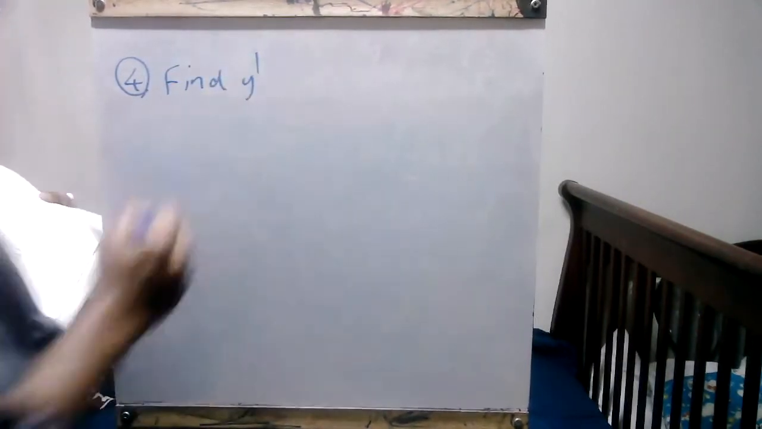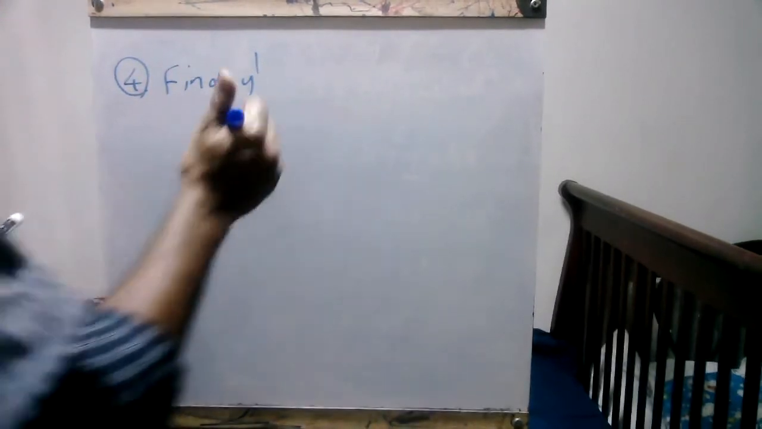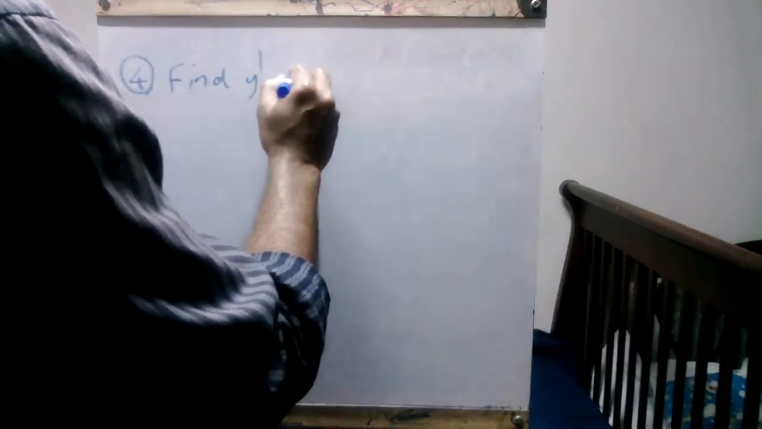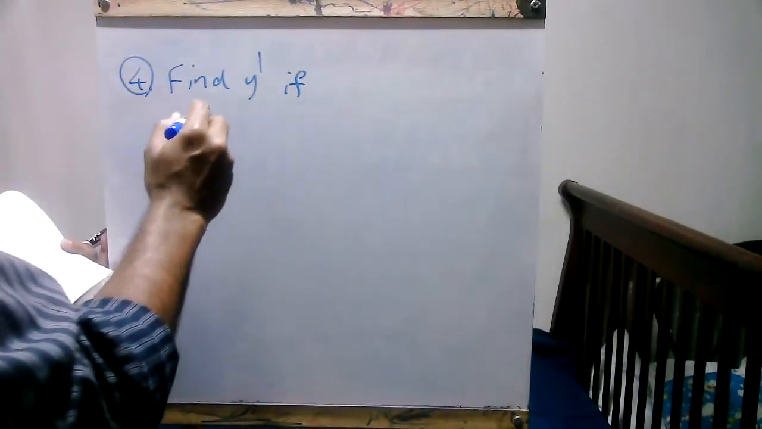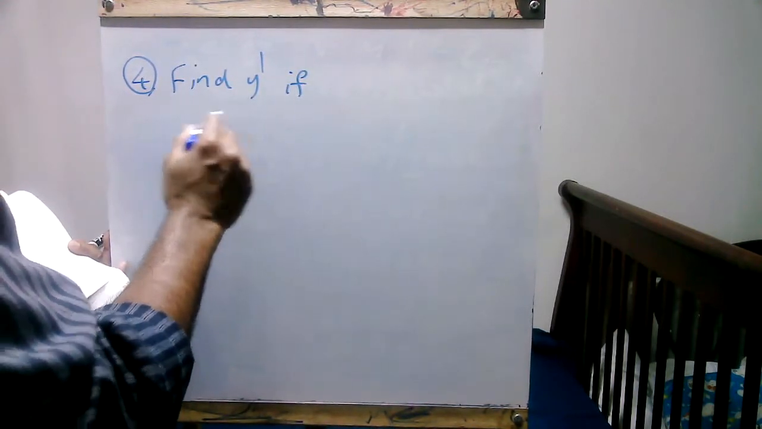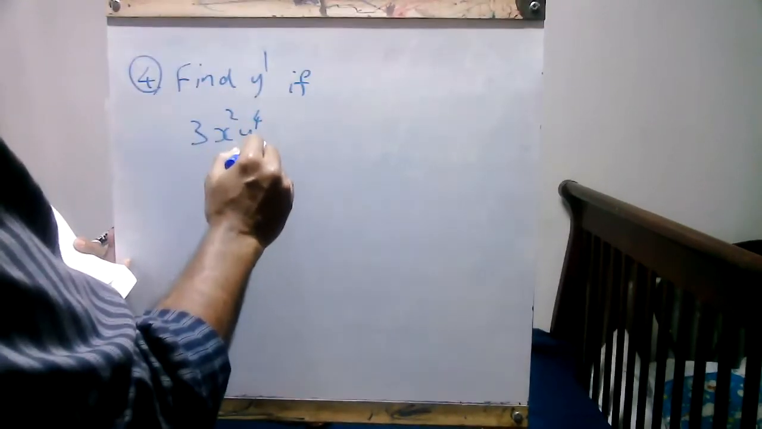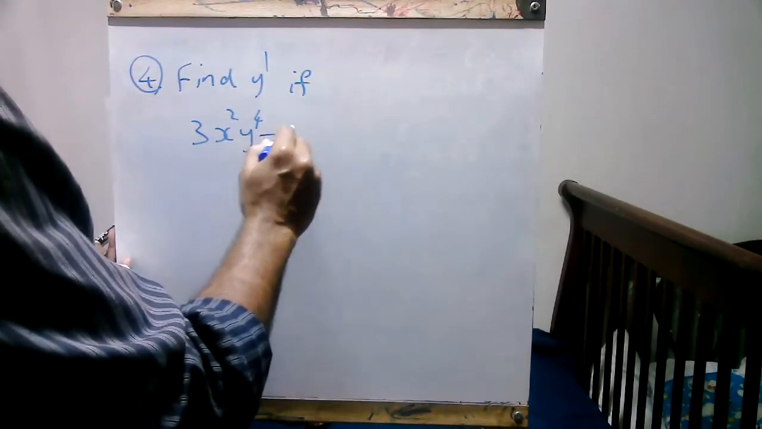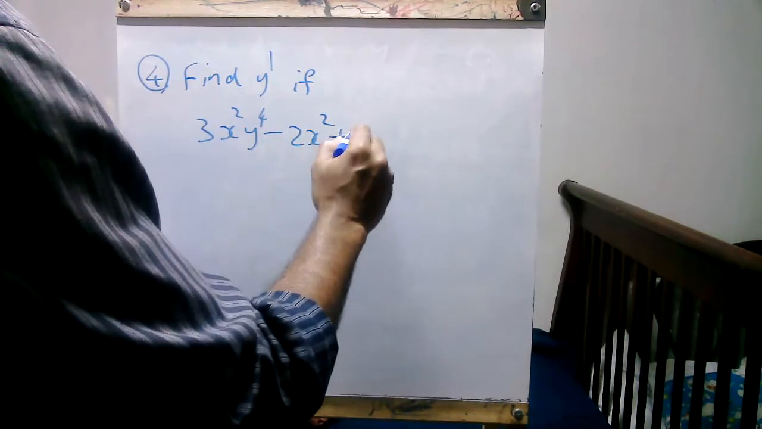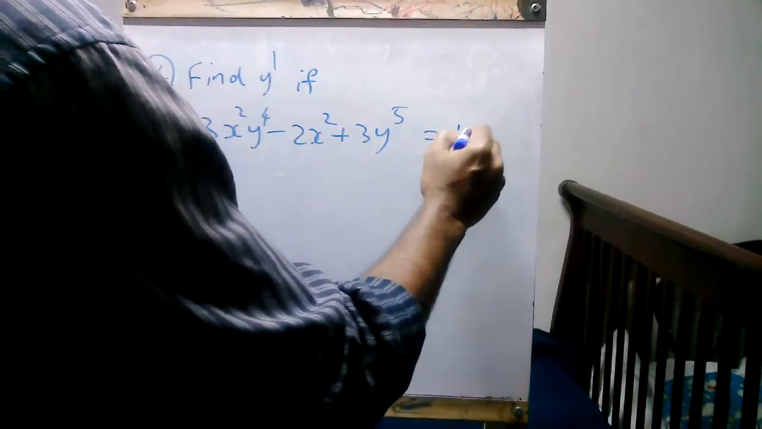Find y prime. Now you know what y prime means, the derivative. Y prime, if this is the equation given: 3x squared y to the 4 minus 2x squared plus 3y to the 5 equal to 17.